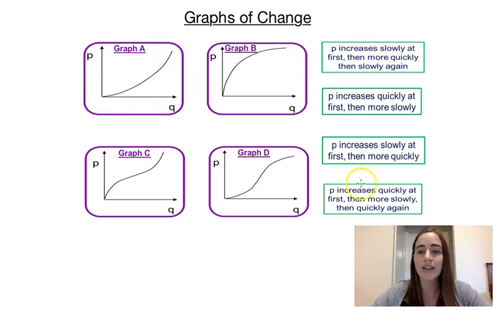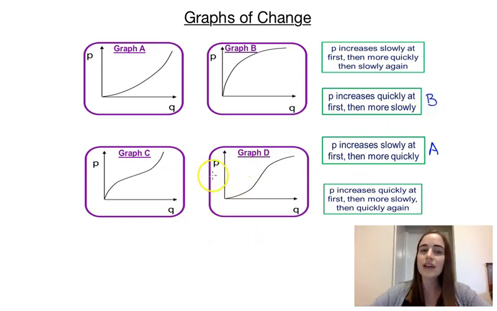So if we have a look at these four here, it would match this third one that says P increases slowly at first and then more quickly because the graph is getting steeper. So this one here would match graph A. If we have a look at this one instead, the line is quite steep and then it flattens out as it gets towards the top. So that means it was going quickly and then it's slowing down as we move across. So that would be this one here. P increases quickly at first and then more slowly. So that would match graph B.